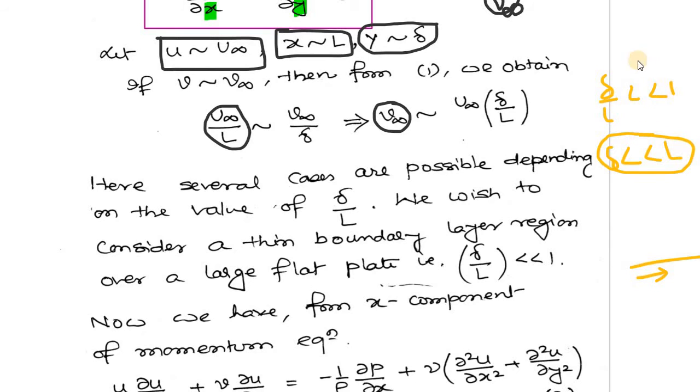Okay. So this is what is important to us. We want to consider the boundary layer region as a region which is confined within a very thin region along the surface of the plate. So we will proceed further by taking delta by L very much less than 1. Okay. We won't consider delta by L equal to 1 or delta by L greater than 1, because those cases are not of our interest.